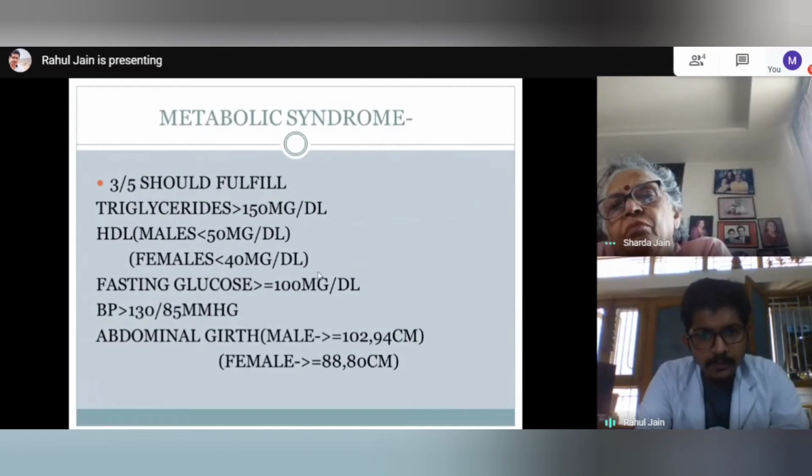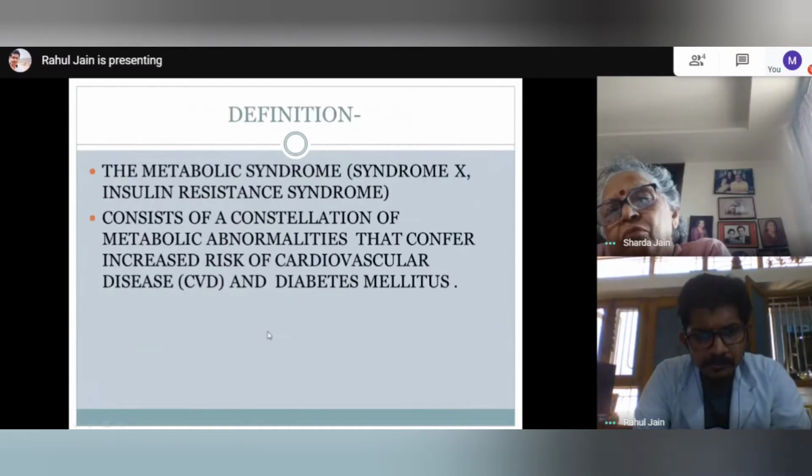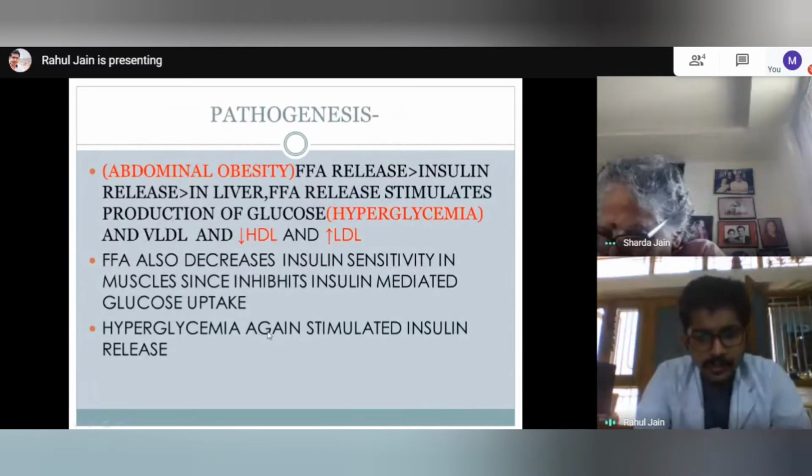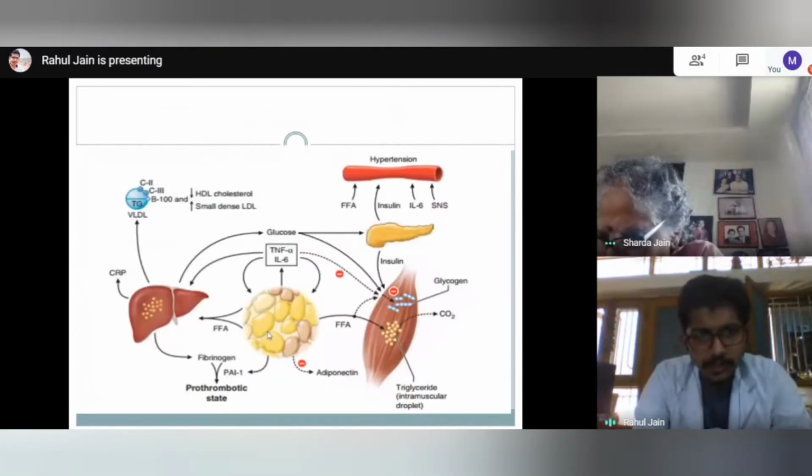So I hope everything gets cleared with all the pathogenesis: why triglycerides more than 150 is part of the criteria, why low HDL is part of the criteria, why fasting glucose more than 100 is part of the criteria, why elevated BP, and why abdominal girth. So I hope, ma'am, it is very clear from the pathogenesis that everything is connected to each other. So next, coming to this diagram I've taken from Harrison.